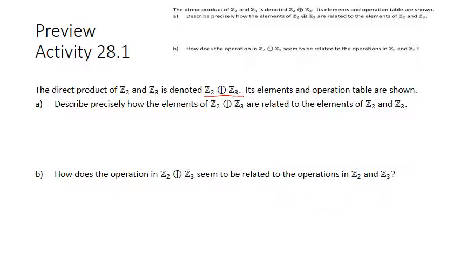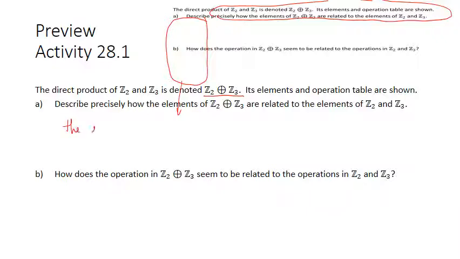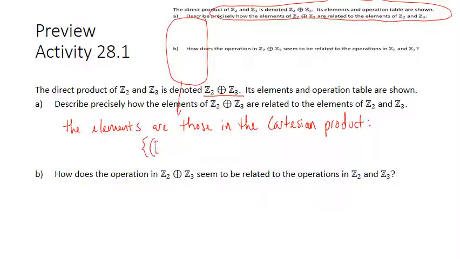Okay, so if you look at the table here, the elements in that external direct product, they are listed here and also up here. So if you look at those, I hope that you can see that that is just the Cartesian product of the two sets. So the elements are those in the Cartesian product. So just to flesh out that answer a little bit, we'll call it like A sub 2 and then B sub 3. So those are elements that are in Z2 and in Z3.